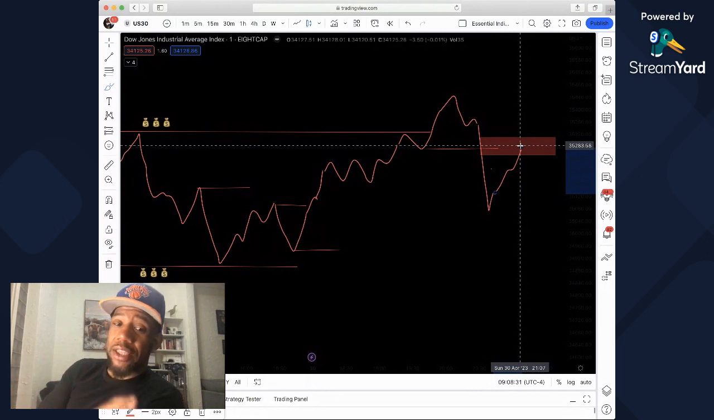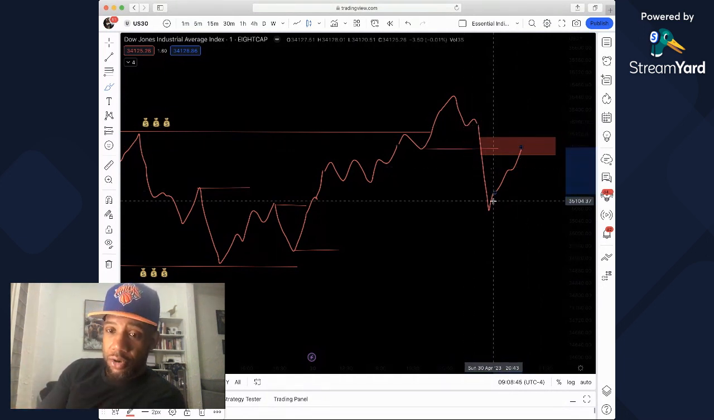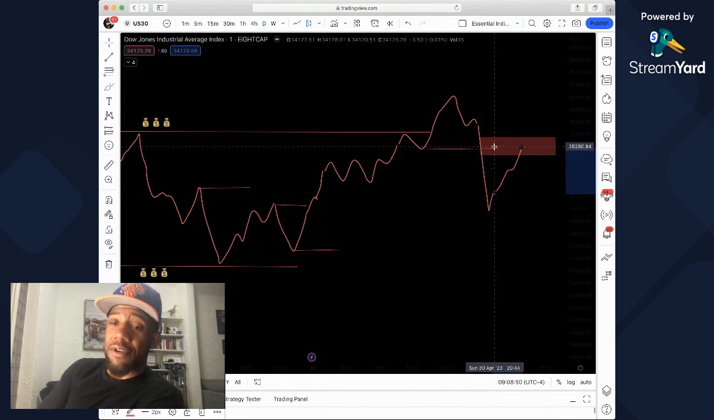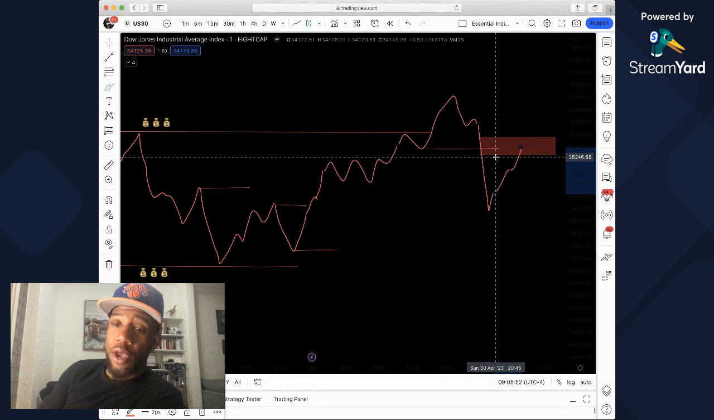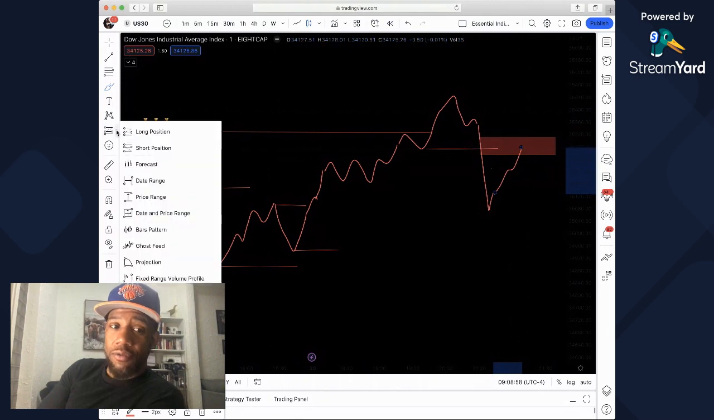There are fair value gaps all over the place. Not to confuse you, but here's the chronological order of what's going on: liquidity sweep, then an impulsive move that breaks structure, and that impulsive move created a fair value gap. That is the only fair value gap you're worrying about. Once the price dips back into this, now you're looking for sells.